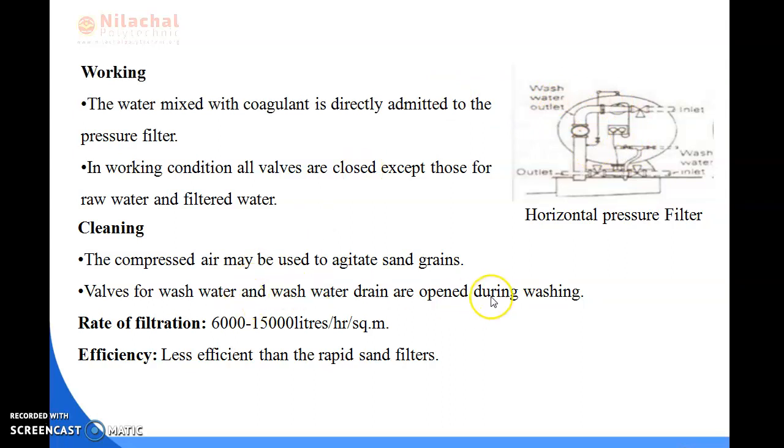In this pressure filter, what is the rate of filtration? The rate of filtration is 6000 to 15,000 liters per hour per meter square. And what is the efficiency? It is less efficient than the rapid sand filter. So for this type of filter we have covered the rate of filtration, efficiency, cleaning, working, and construction.